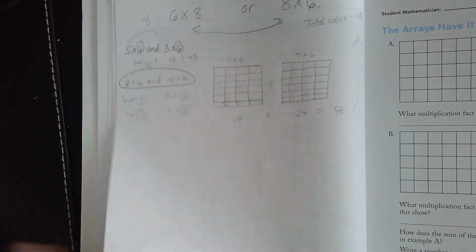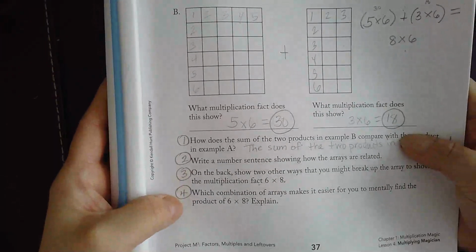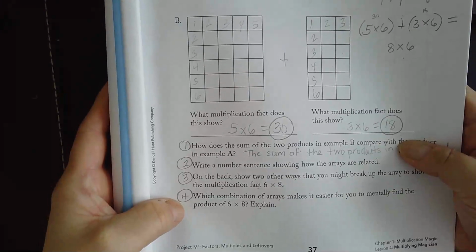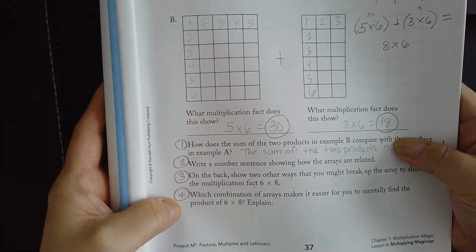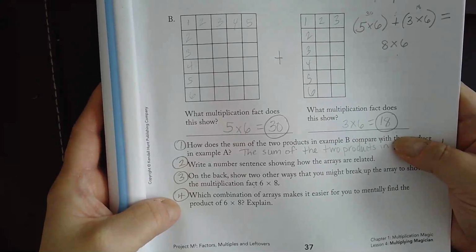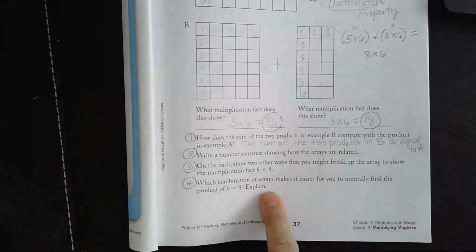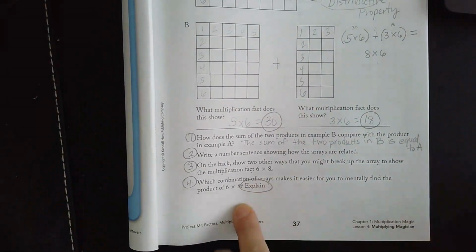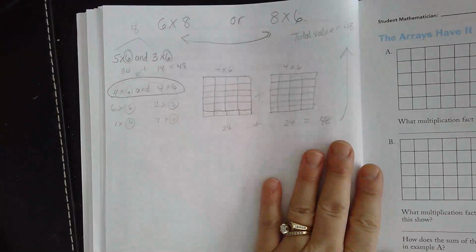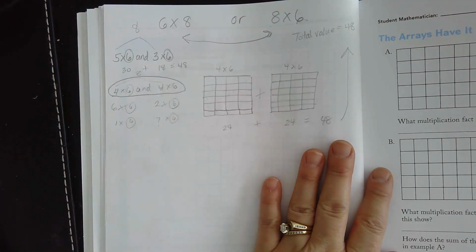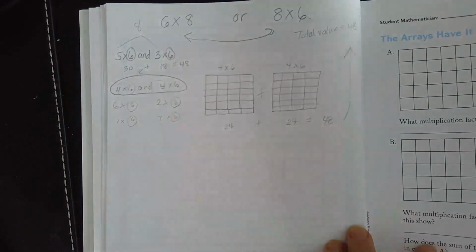So you're going to take the time, and this is all based on your own understanding and your own thoughts, to answer question 4. What combination of arrays makes it easier for you to mentally find the product of 6 times 8? And it is asking you to explain. So whichever method you choose, you need to make sure that you're explaining why that is the easiest method for you. All right, friends, go ahead and finish up.